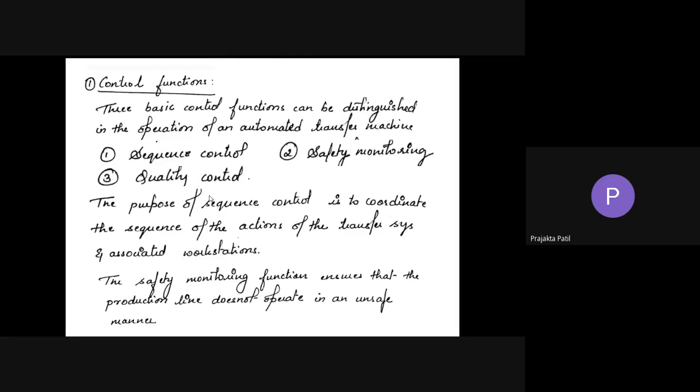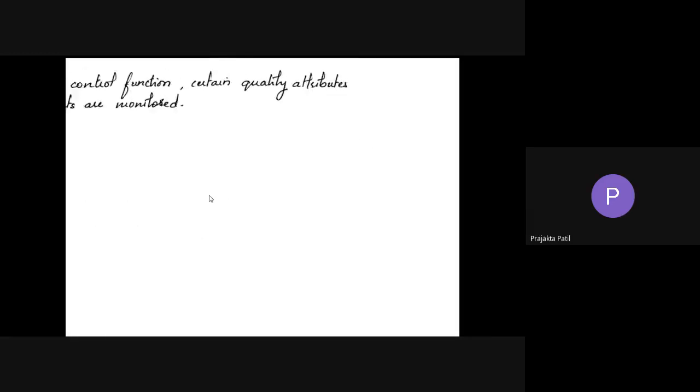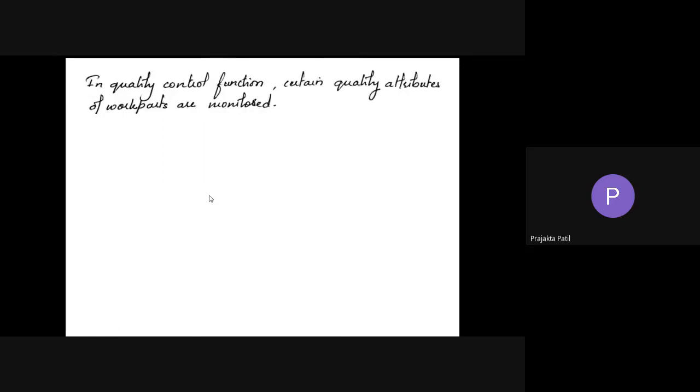So this is about safety monitoring. And the third one, that is in quality control function, certain quality attributes of work parts are monitored. So this quality control, basically the purpose here is to detect and possibly reject the defective work units which are produced on the line.